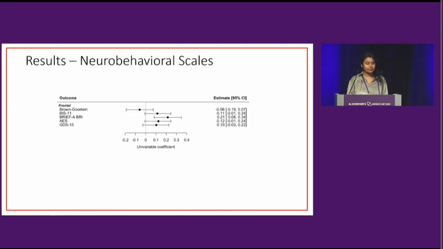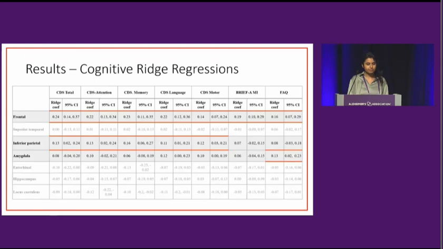We did the same for the neurobehavioral scales and found that the p-tau severity in the frontal cortex was associated with the higher scores on the BRIEF-A BRI. But we did not find that regional p-tau severity in any of the other regions was associated with any of the neurobehavioral scales.